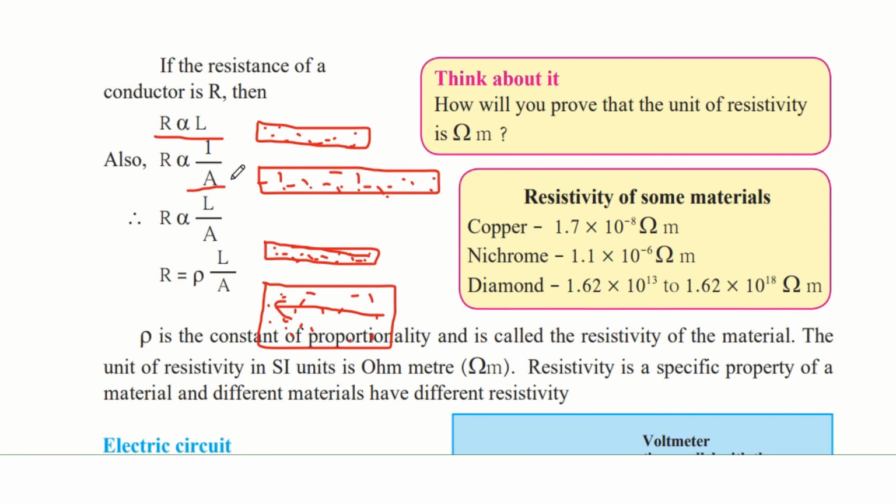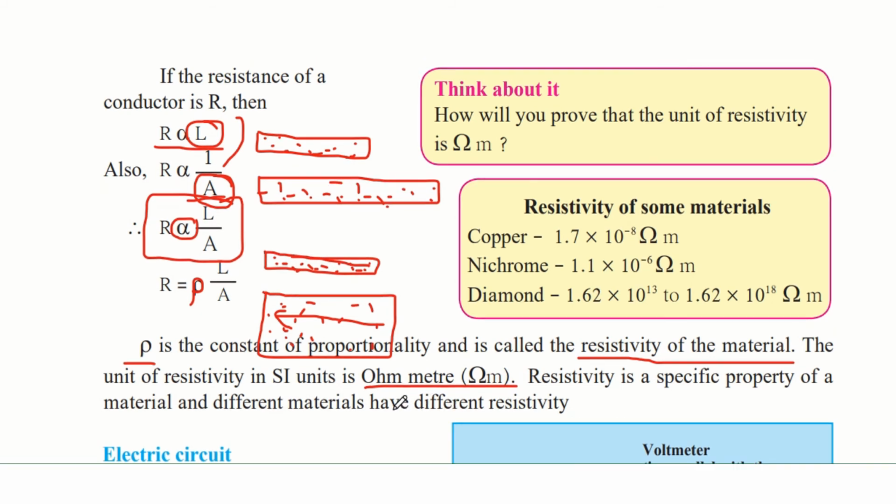Therefore, the resistance would be inversely proportional to the area of cross-section of the conductor and directly proportional to the length of the conductor. Now, when you combine these two, we get R is directly proportional to L upon A. And when you remove the symbol of proportionality, we have to put a constant. Here the constant is denoted by rho, which is a Greek alphabet. So rho is the constant of proportionality, and this rho is called the resistivity of the material. The unit of resistivity in SI unit is ohm meter.